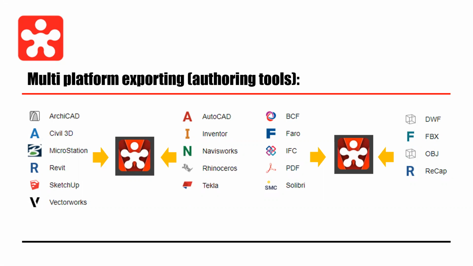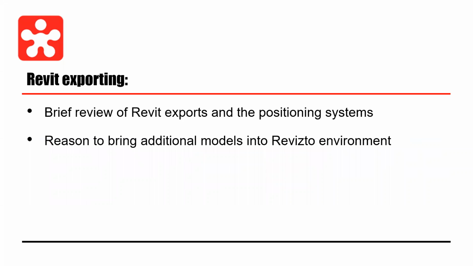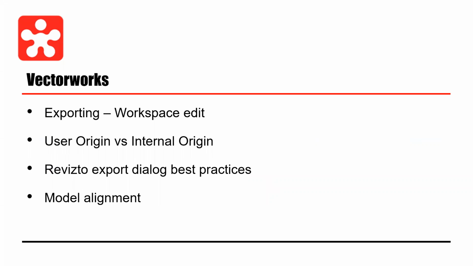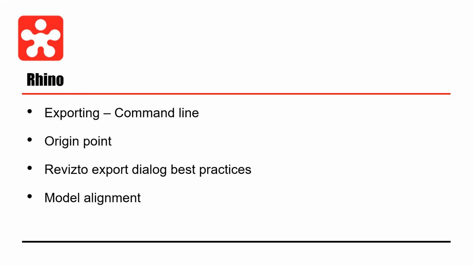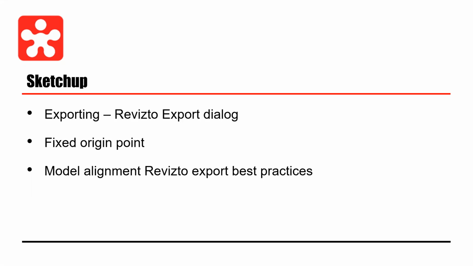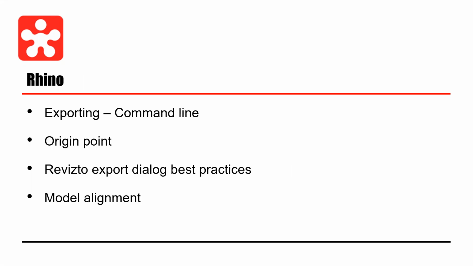And yeah, so I've put together a few different models in one project. So we'll look at Revit exporting, some of the positioning systems briefly, as well as Vectorworks. We'll look at the two different positioning systems, take a look at the plugin, how to get that enabled, a little bit on exporting model alignment. Also, Rhino, we'll take a look at that first.